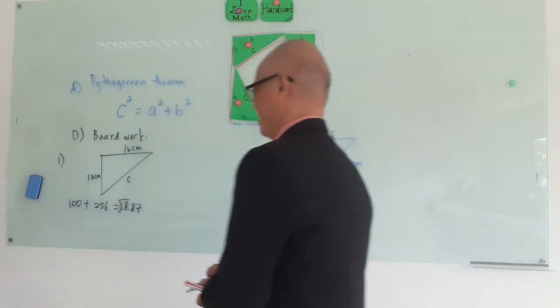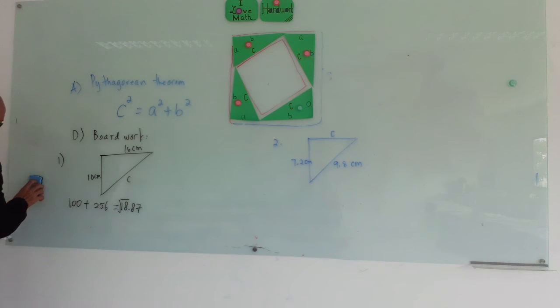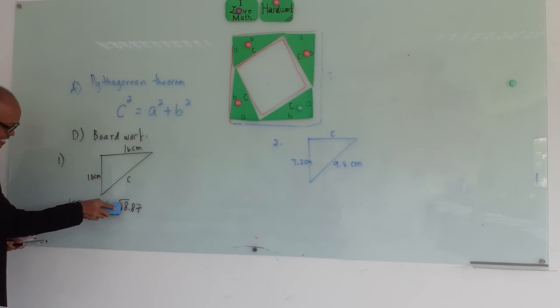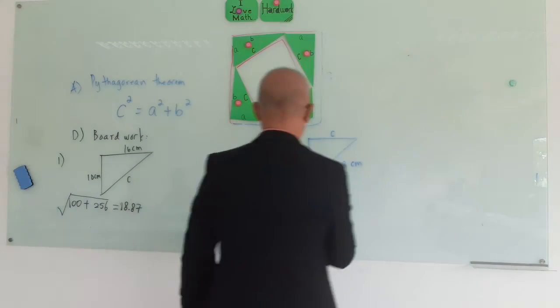Okay, please sit down. You write 2, 5. Yes. Why did you do that? This is your answer, right? So you need to show where the square root is. Okay. Now for number 2, C.